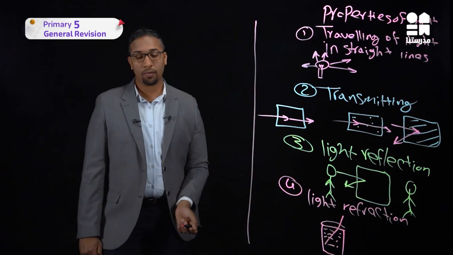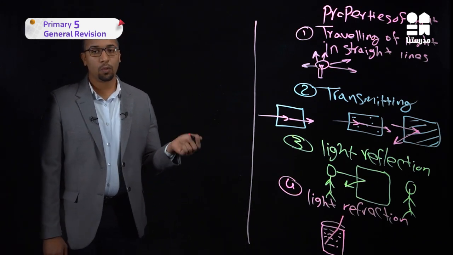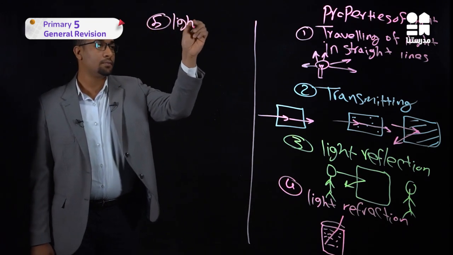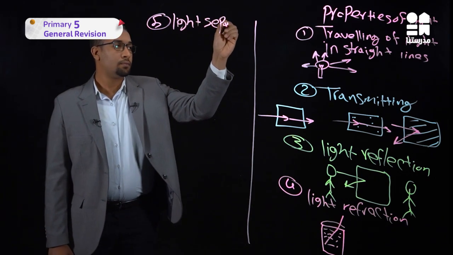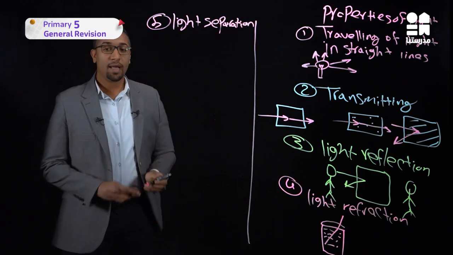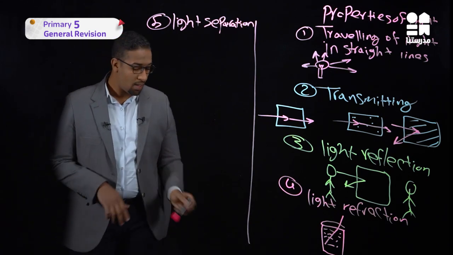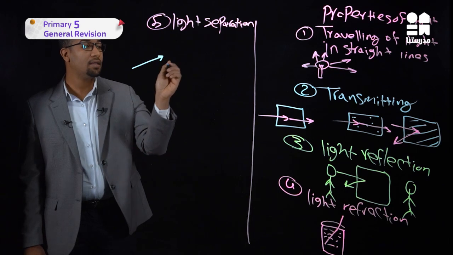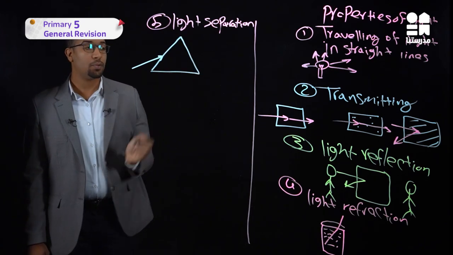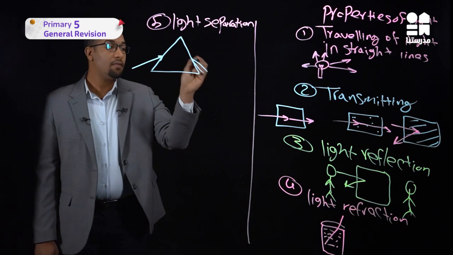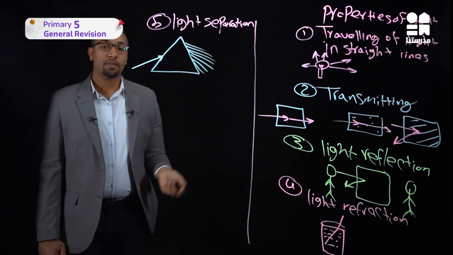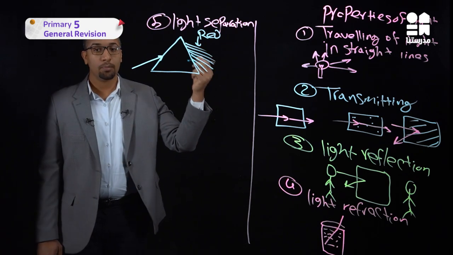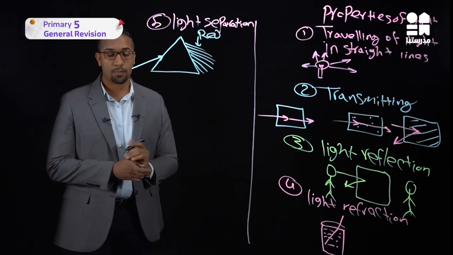Again, property number 5. If we remember property number 5, it was light separation. Light separation or splitting of white light. White light splits into 7 spectrum colors. So if we have here white light strike a prism, a glass prism, it will be separated into 7 spectrum colors. 7 spectrum colors start here from red. Red, orange, yellow, green, blue, indigo, and violet. And these are called spectrum colors.